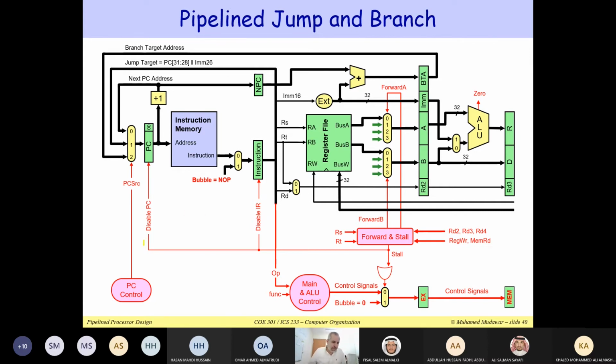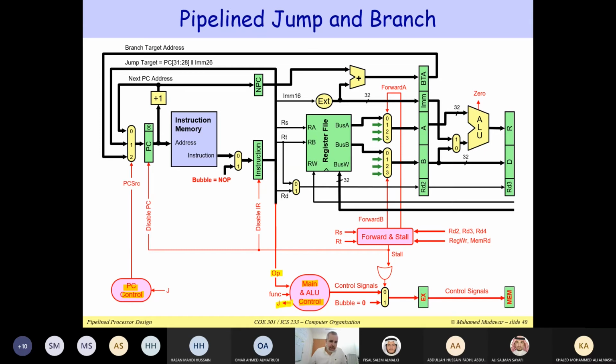Now notice that here we have the PC control. That's the PC control here. This is going to control this multiplexer. This is very important. Let us understand this. Now, once we have fetched the instruction, notice that we have this instruction register. Once we have fetched the instruction, we have the opcode. What's important to me in the case of the jump and the branch, I need to examine the opcode. So this opcode is going to be decoded by the main control here.